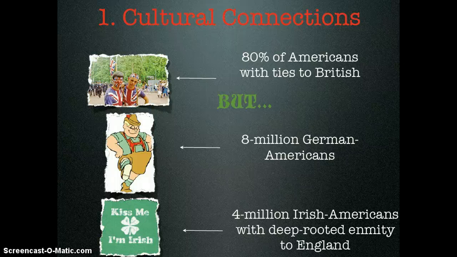But at the same point in time, we had 8 million people with ties to Germany who lived in America. Similarly, there were 4 million Irish immigrants with great hatred for the British due to the centuries of Great Britain's domination of their homeland. They hoped that Ireland would gain independence as Britain became entangled in war.